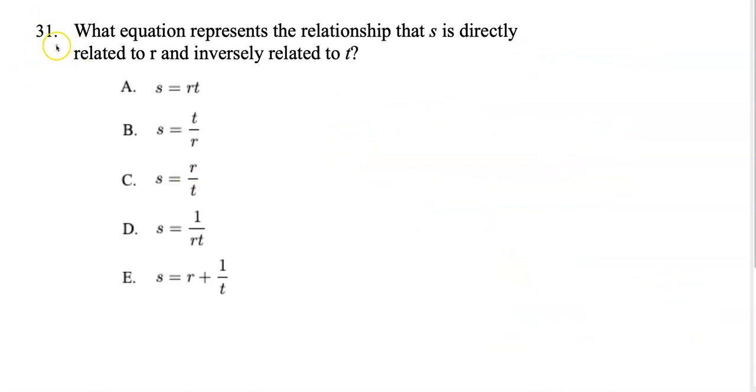Question 31. What equation represents the relationship that S is directly related to R and inversely related to T? So watch, I'm going to show you some examples of direct relationships. First of all, it says S is, right here, S is. Is, in these types of problems, means equals. So S equals something. These are direct relationships.